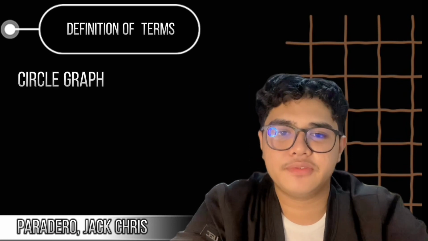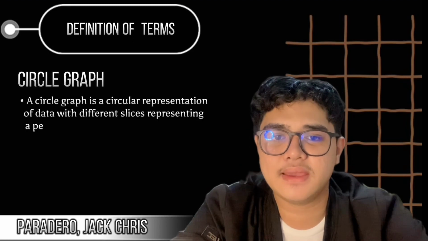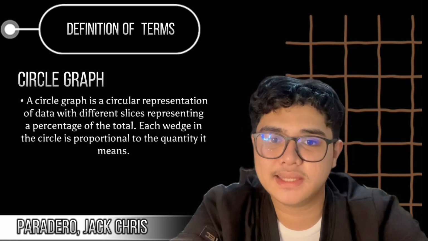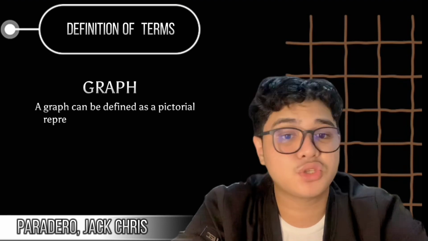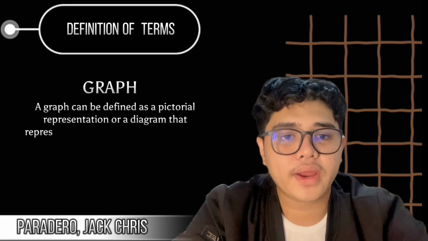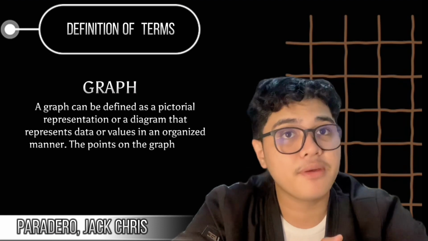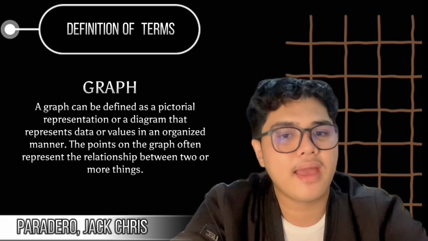Now, to begin with, let's define the circle graph itself. A circle graph is a circular representation of data with different slices representing a percentage of the total. Each wedge in the circle is proportional to the quantity it represents. Second is the graph. A graph can be defined as a pictorial representation or a diagram that represents the data or values in an organized manner. The points on the graph often represent the relationship between two or more things.